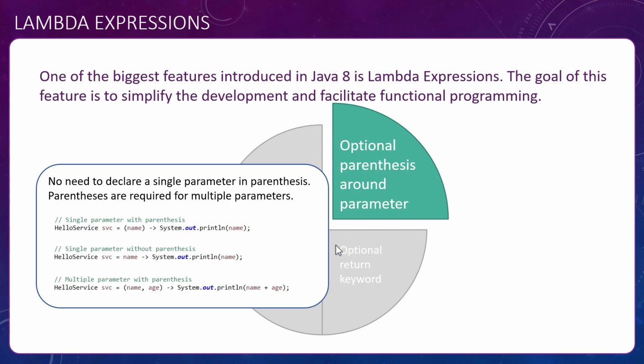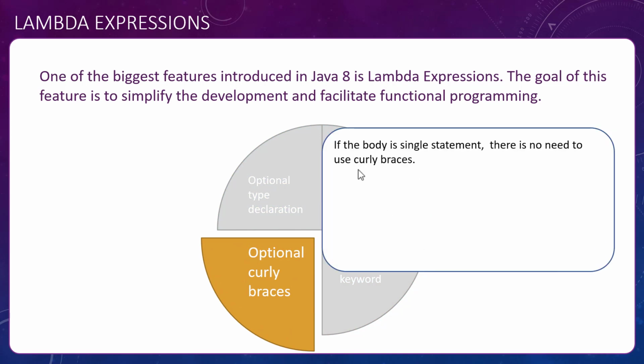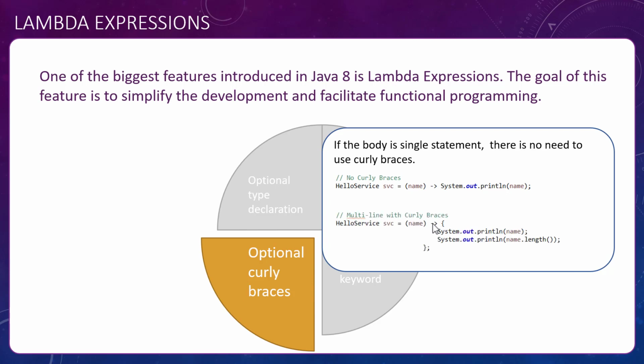Alright, so the next one is the optional curly braces. If the body is a single statement, you don't really have to type in the curly braces. So here is the no curly braces example. The name, and then the arrow operator, and then the body. The body is just one line, single statement. Or you have to type it in like this.